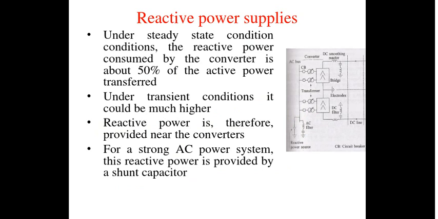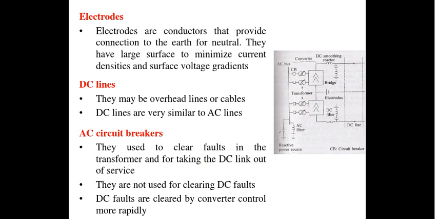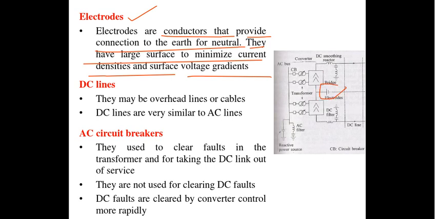One is with respect to the electrodes. These are the conductors that provide connection to the earth for the neutral purpose. They have a surface to minimize the current densities and surface voltage gradients, right? We've already seen the electrodes in our monopolar, then bipolar, then homopolar DC links, right? What roles the electrodes have to play, we have already seen.